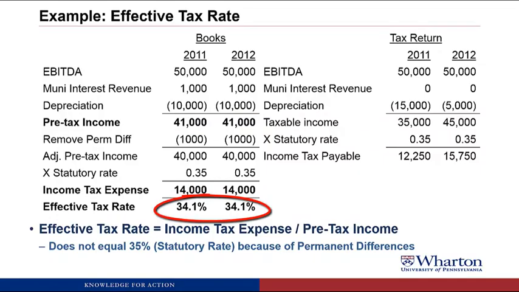Now notice that does not equal the statutory rate of 35% because of the permanent differences. So that municipal bond interest revenue causes the effective tax rate to not be the same as the statutory rate. It reduces it from 35% to 34.1%, and that's never going to reverse. So this reflects all the permanent differences. Going back to what we talked about earlier, permanent differences cause the effective tax rate, the income tax expense divided by pre-tax income, to not equal that statutory rate of 35%.